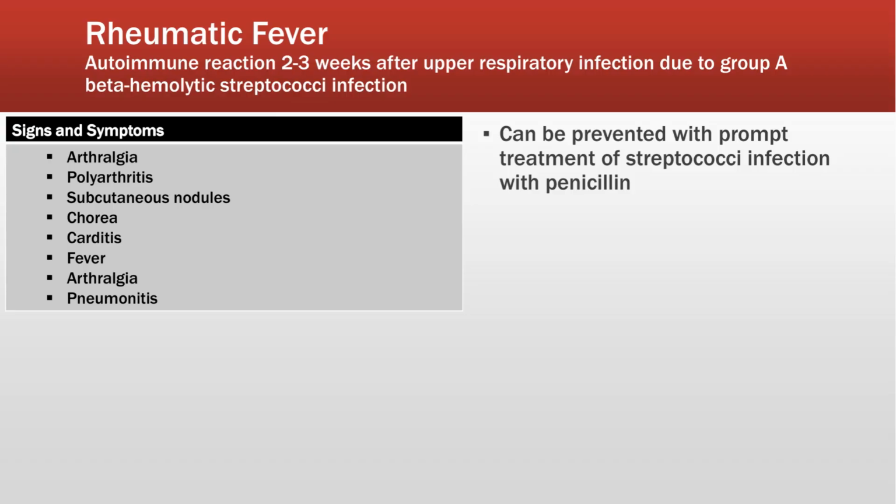The body's immune system mistakenly attacks heart tissue, leading to inflammation and possible long-term damage to the heart valves. The good news is, it's preventable. Prompt treatment of strep infections with penicillin or other antibiotics can prevent rheumatic fever and the resulting valvular disease.